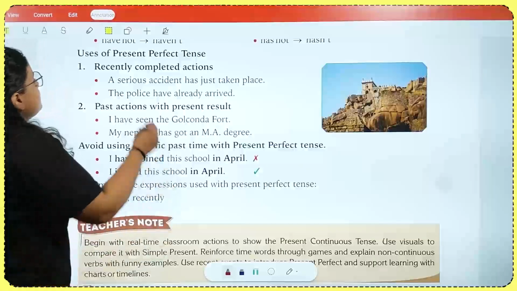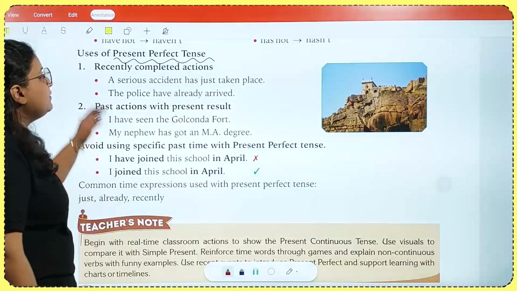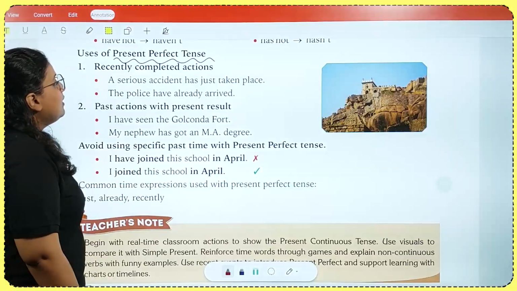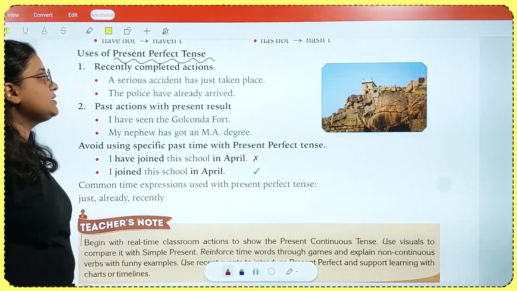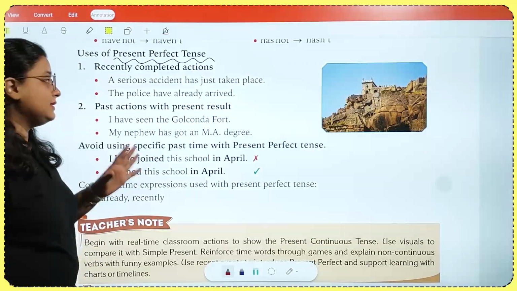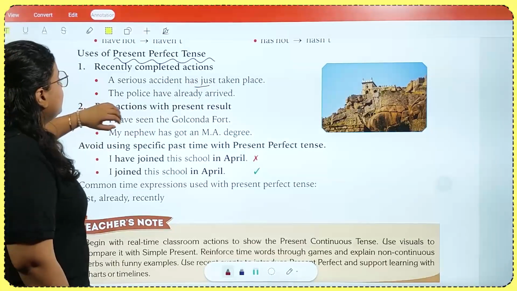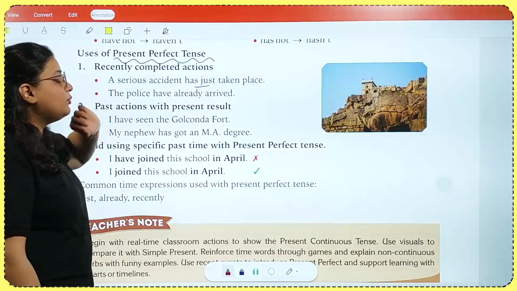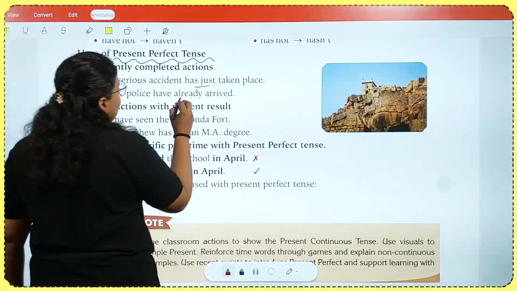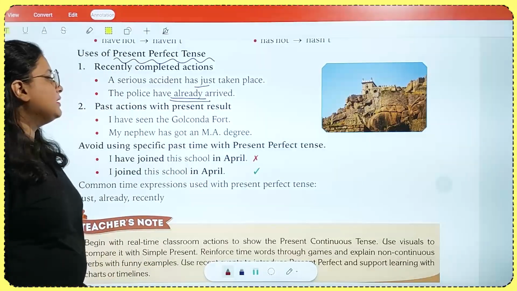Uses of present perfect tense. Where can we use the present perfect tense? Recently completed action. When something is completed in the recent time. A serious accident has just taken place. So that accident is done, but it happened just at the present moment. The police have already arrived. पुलिस already आ चुकी है. So पुलिस आई तो अभी है, आ चुकी है. So already here we have पता चला.